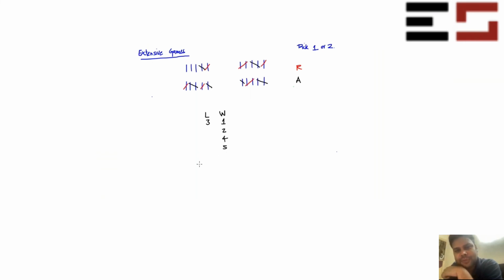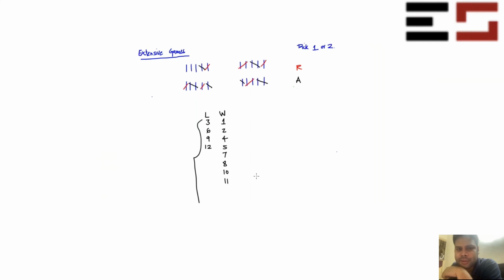Similarly, five is a winning position and six is a losing position. Seven is a winning position. Eight is a winning position. Nine is a losing position. 10, 11, 12. So you can just move it in this way, and you can see that all the losing positions are multiples of 3.